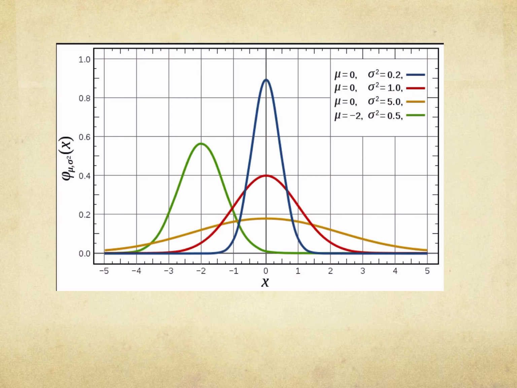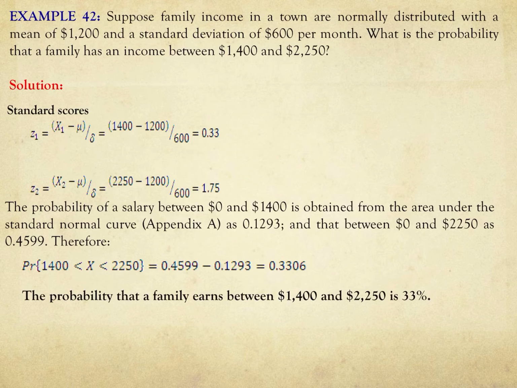So let's look at an example in order to make sense of that. Example 42. Suppose family incomes in a town are normally distributed. Take note of this. Anytime you have a question on normal distribution, this will be mentioned there. So then you know that it's normal distribution that you're using to calculate here. You shouldn't be able to confuse it with binomial distribution.